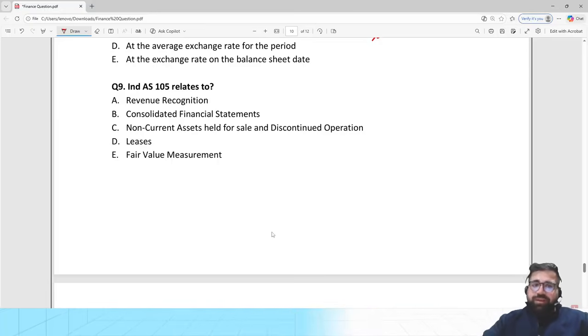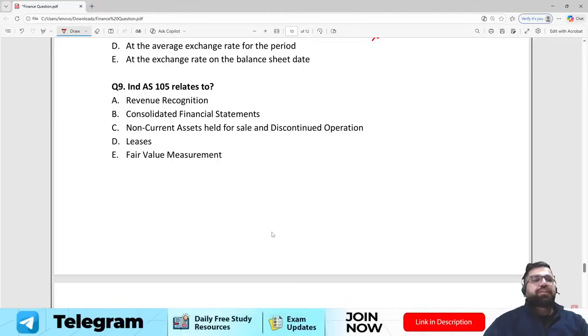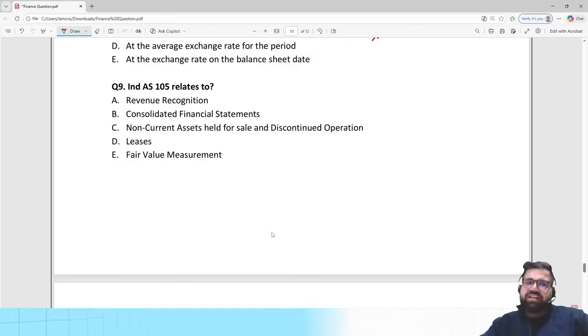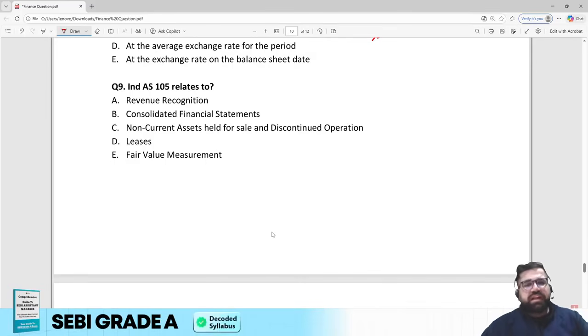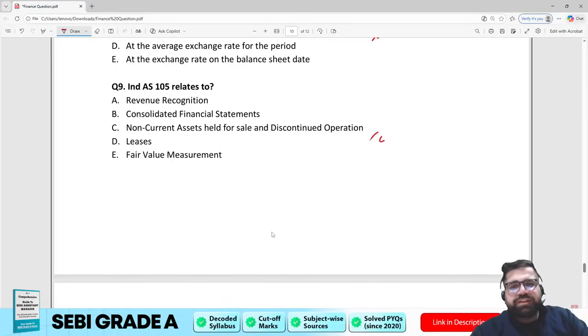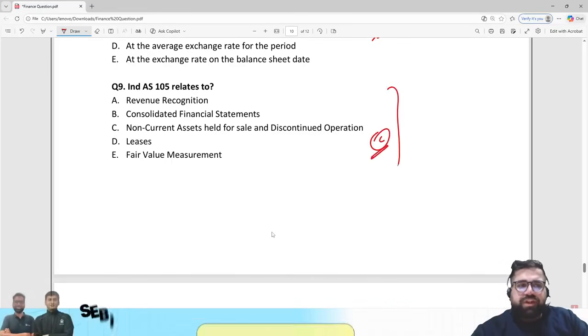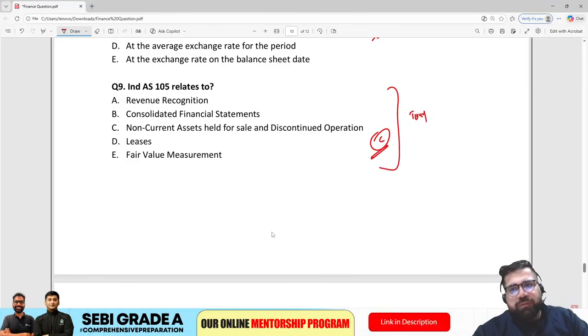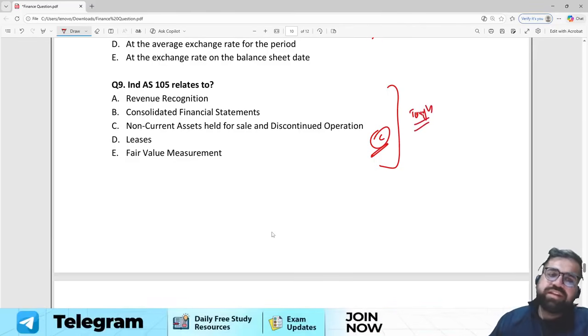Now this according to me is tough because many people don't cover Ind AS. At the same time, the Ind AS list is also very big to remember. Does it deal with revenue recognition, consolidated financial statements, non-current assets held for sale and discontinued operations, or leases and fair values? The correct answer will be option number C. So if you don't know question number 9, it's okay because it's tough. But if you apply the elimination technique, then option C looks correct.